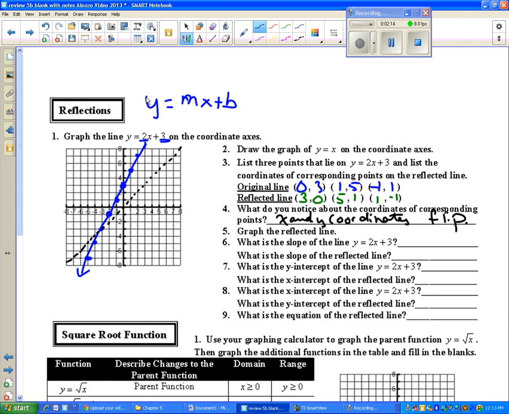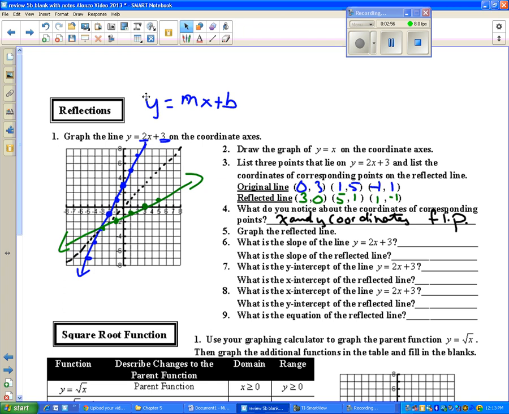Okay, graph the reflected line. I have these 3 points, I can graph these 3 points. I'm going to do this in green. I have the point (3, 0), the point (5, 1), and the point (1, -1). And if I wanted another point, there is (-2, -1), which becomes (-1, -2). And this is the point (-3, -3), which is on the line. There is my reflection. Okay, so that's through number 5.